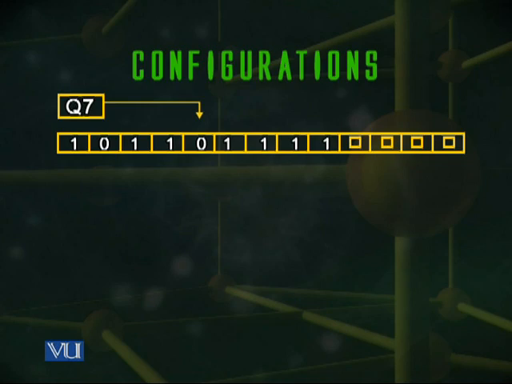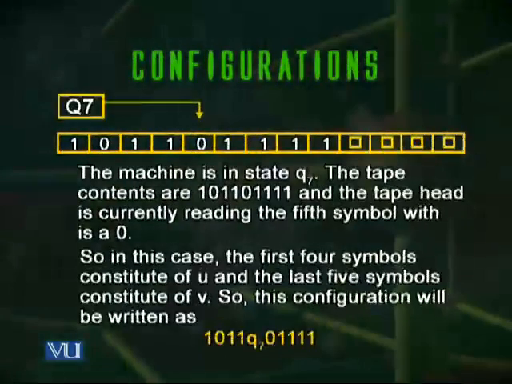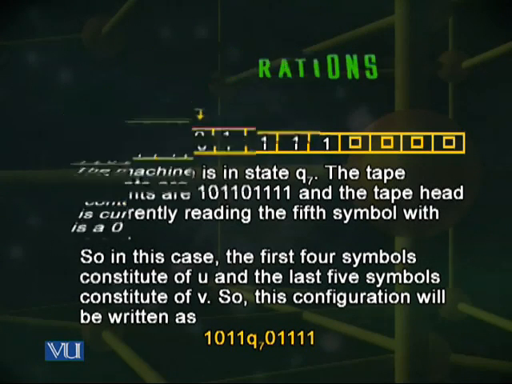Well, let's think about it a little bit. The first thing we will do is find out what are the contents of the tape before the cell that is being read by the head. So we will take all the tape contents before the cell which is being scanned by the tape head. That would be our U. After that, we will write down the state of this Turing machine, which happens to be Q7. After writing down the state, we will write down all the remaining symbols that are there on the tape.